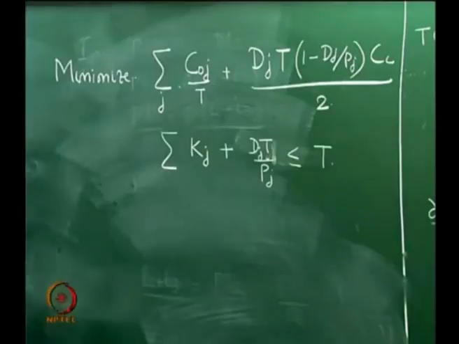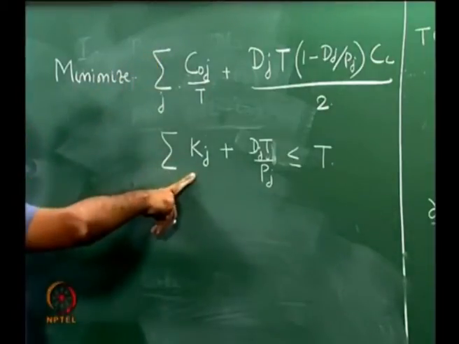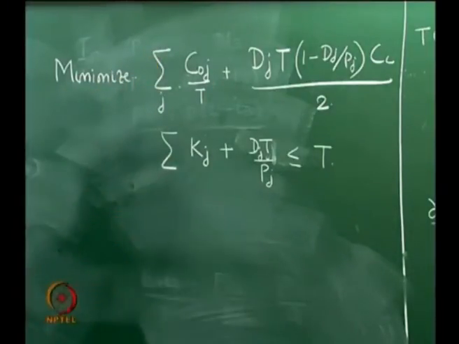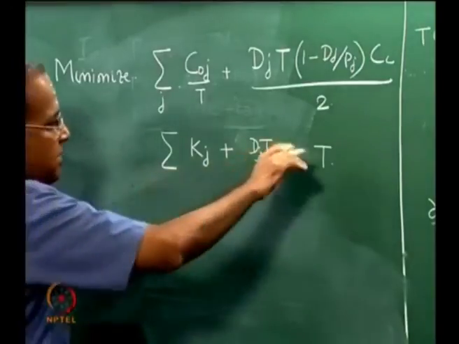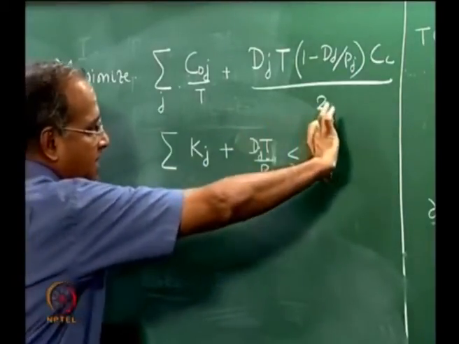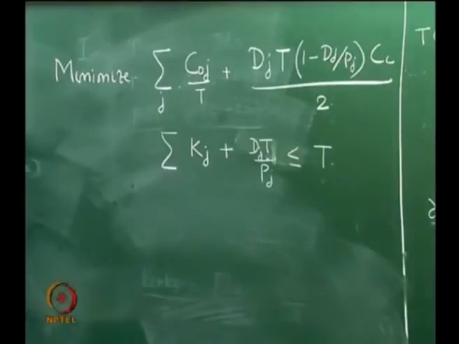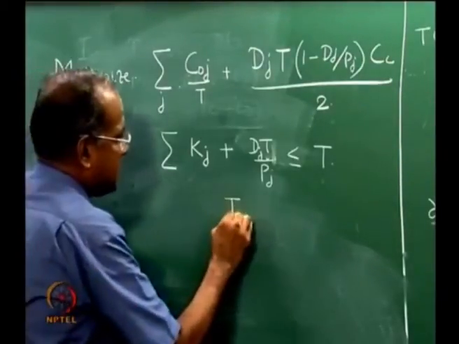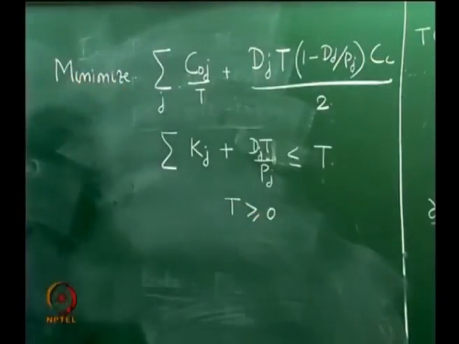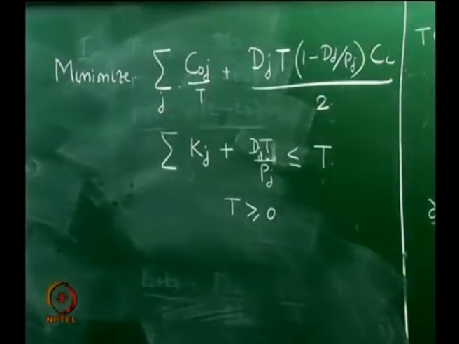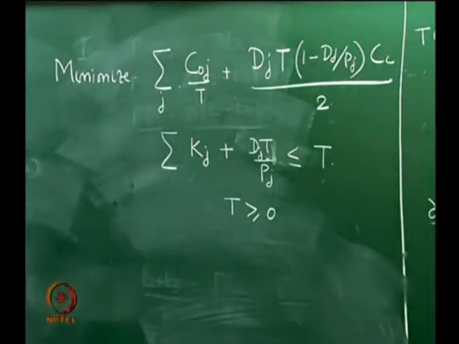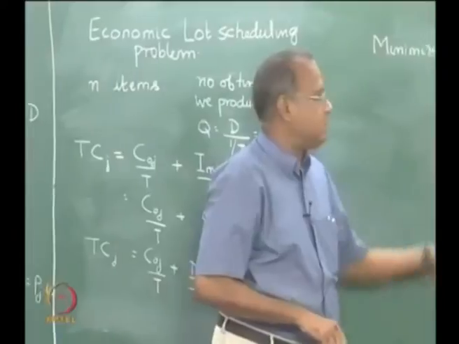So, this is the objective function, this is the constraint. The only catch in this constraint is we have to rewrite this constraint, because the T term is here as well as here. Plus, of course, we have a situation that T is greater than or equal to 0. Now, this problem is called the economic lot scheduling problem. In the next lecture, we will see how we solve this problem to get the optimum values of T.